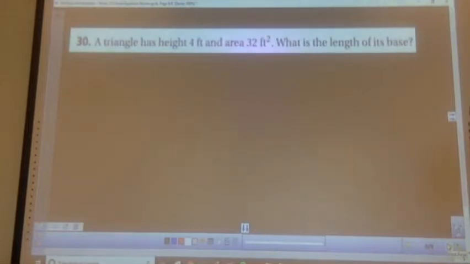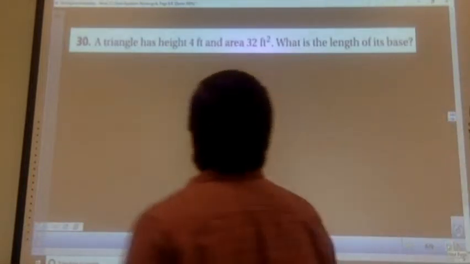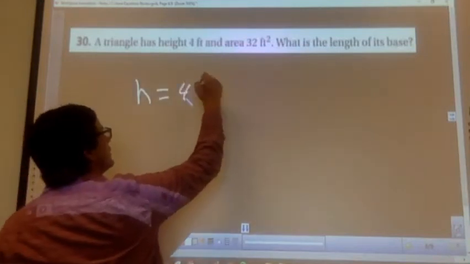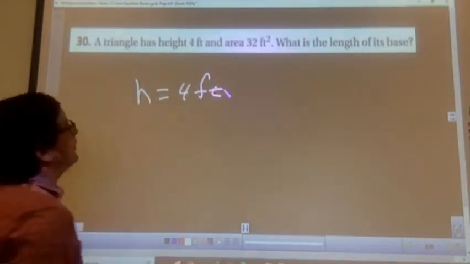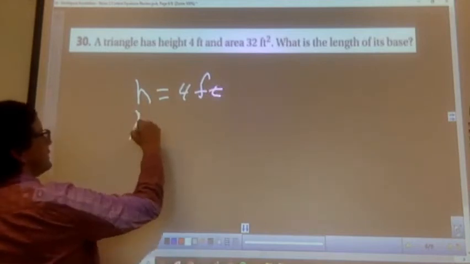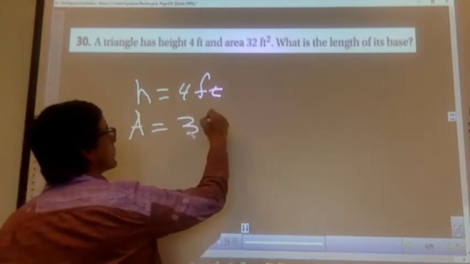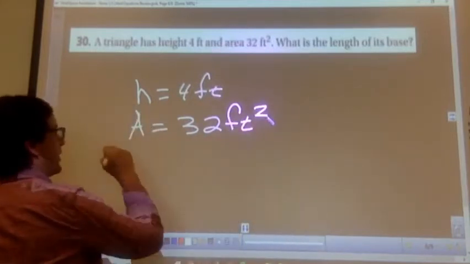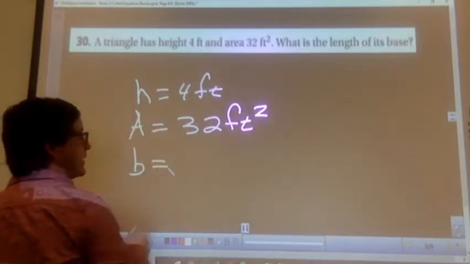So now we've got a triangle. So it says a triangle has a height of 4 feet. It says area equals 32 feet squared. And we want to find the base.